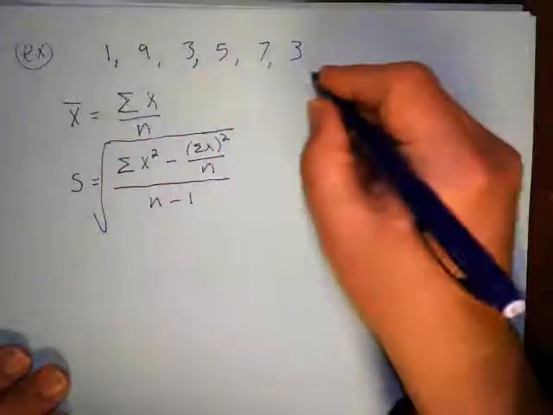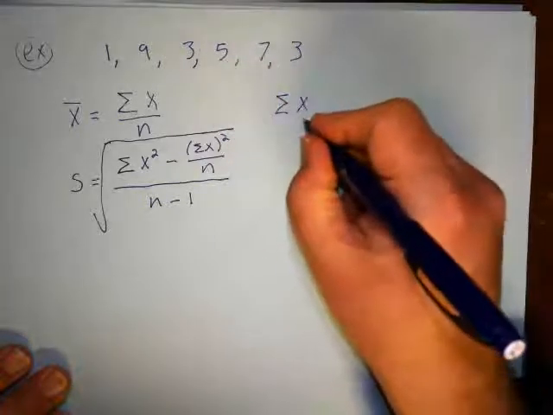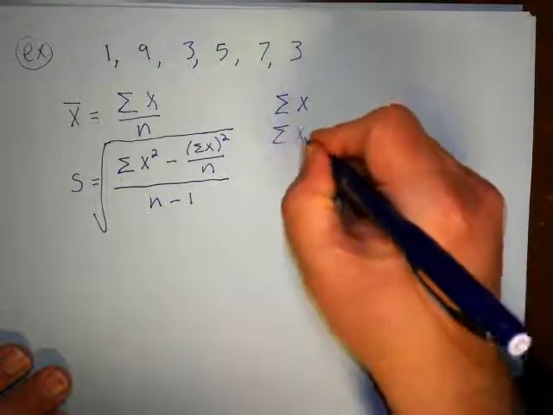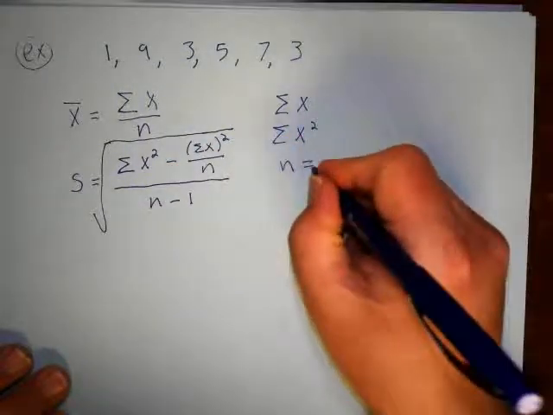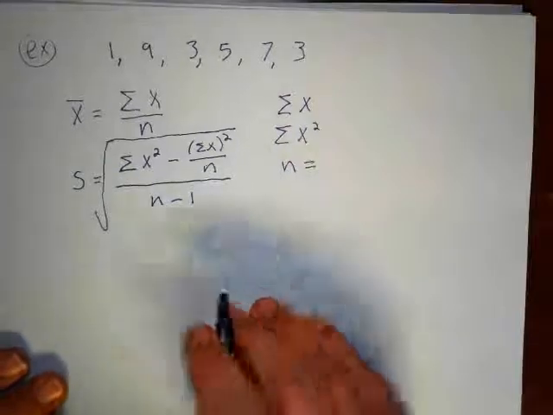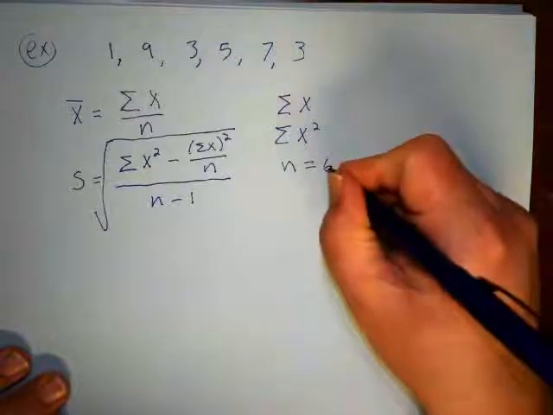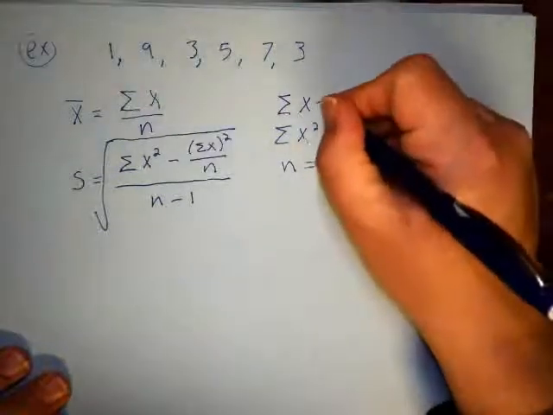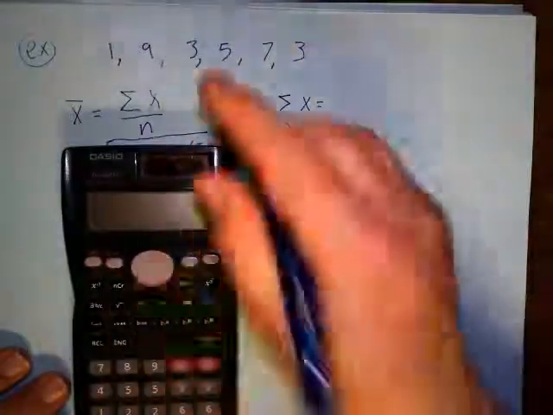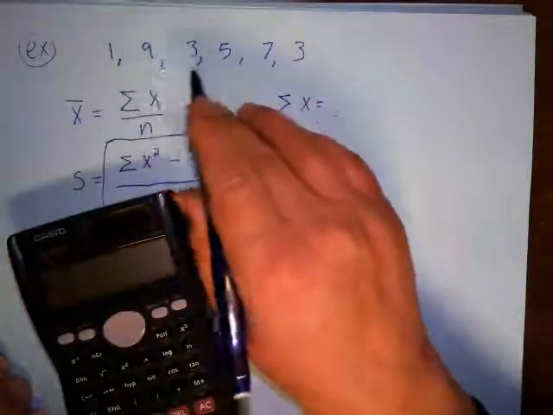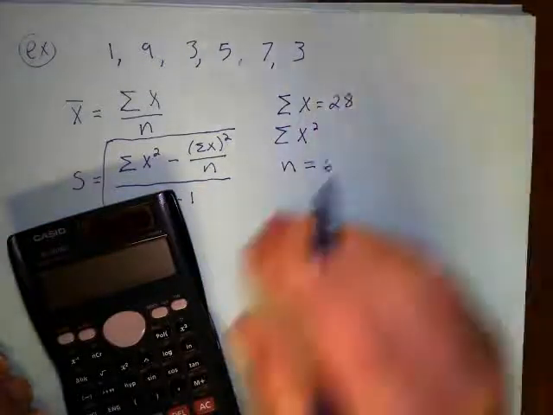Okay, so if we're going to calculate the mean and standard deviation for this data set, we're going to need the sum of x, the sum of x squared, and n. n here is just the number of values, so n is 6. If you remember, the sum of x is just adding up the values. I can probably do that in my head. The sum of x is 28.